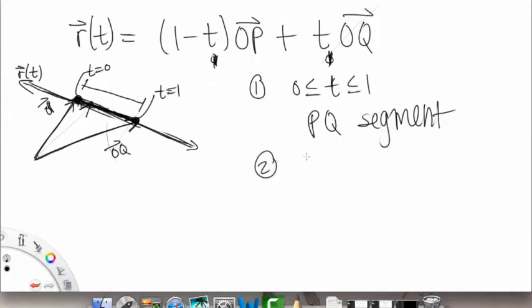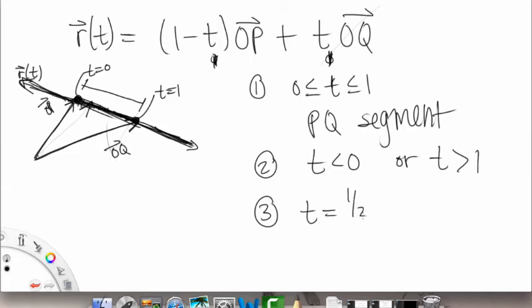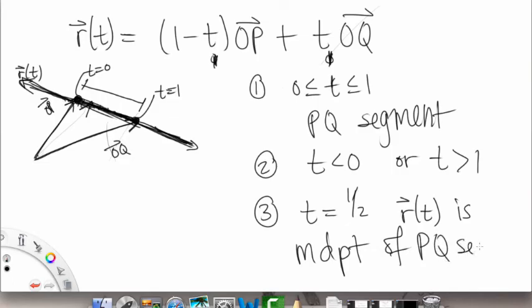Number 2, the second case, could be when T is less than 0, or when T is greater than 1. Then you're going to trace the rest of the line, basically. The points will fall outside this little segment. And the last thing I want to note is there's a special case when T equals 1/2, because that gives you R of T as your midpoint, the midpoint of the PQ segment, okay? So halfway would be about here, so that would be when T equals 1/2.